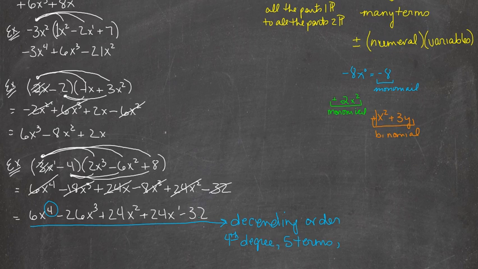It has a constant of negative 32. It has a leading coefficient. That's the coefficient in front when it's written in descending order. A leading coefficient is positive 6, and all the coefficients, including the leading coefficient, are 6, negative 26, 24, 24, and negative 32.